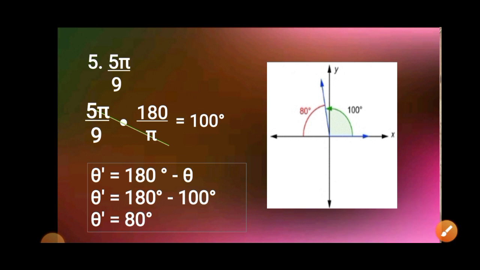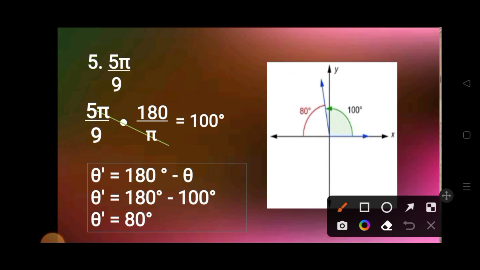So if we graph the 100 degrees, it is in the second quadrant. So we will use the formula reference angle is equal to 180 degrees minus standard angle. So we have 180 degrees minus 100 degrees is equal to 80 degrees. Here, this is our reference angle. The reference angle of 5 pi over 9 is equal to 80 degrees.